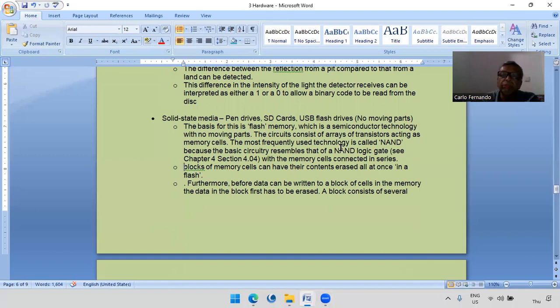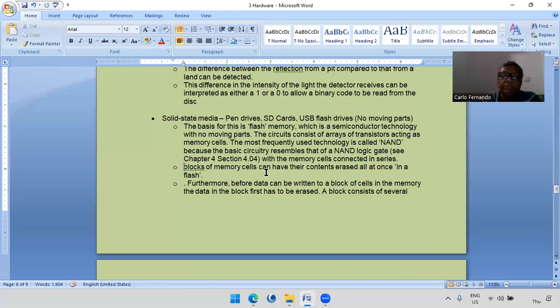The circuits consist of arrays of transistors acting as memory cells. The most frequently used technology is called NAND. In logic gates, you have NAND gates, AND gates, NOR gates, logic circuit gates. Because the basic circuitry resembles that of a NAND logic gate, see chapter 4 for details. So the next chapter will be doing logic gates, with the memory cells connected in series.